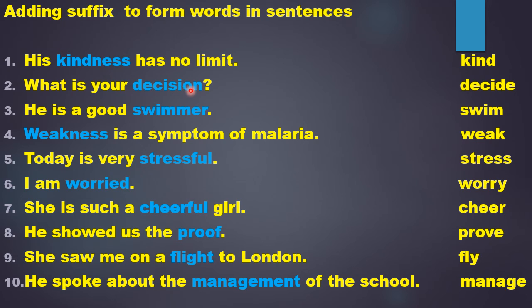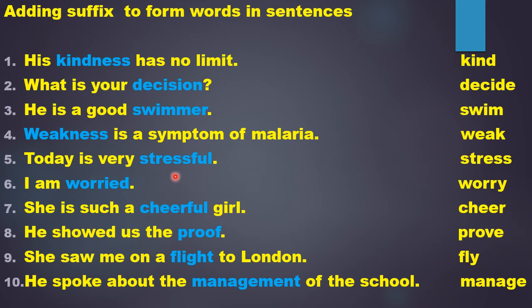They added sion and changed the de to sion to form decision. Number three is swim. Swim had the suffix er added to it, and they added one extra letter m to it to become swimmer. Remember that I told you er shows what someone does. So somebody that swims is called a swimmer. He is a good swimmer. Number four, weak. Weakness is a symptom of malaria. So ness is added to weak to become weakness.